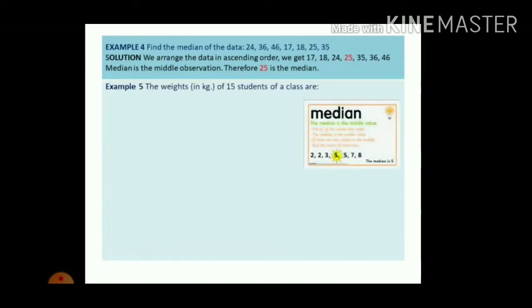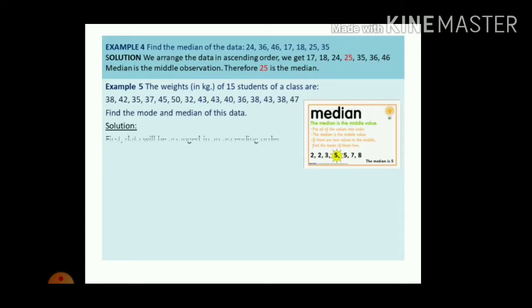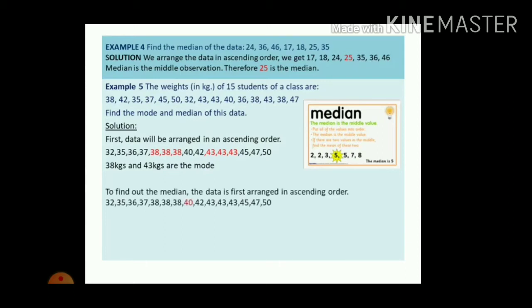Now let us take another example. Here we have the weights of 15 students, so the number of observations is 15. We have to find the mode and median of this data. The very first step will be to arrange the data in ascending order. After doing that, we have observed that there are 2 data which are repeating 3 times. That is, 38 is repeating 3 times and 43 is repeating 3 times. So both 38 and 43 are the mode of this specific data.